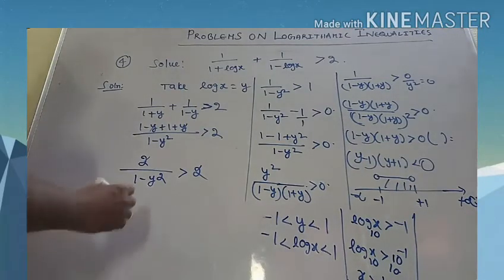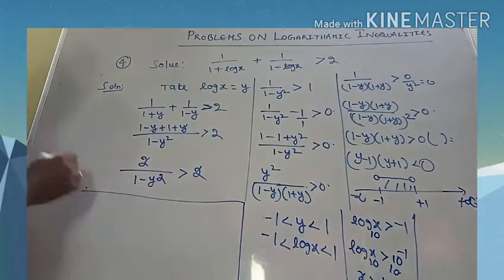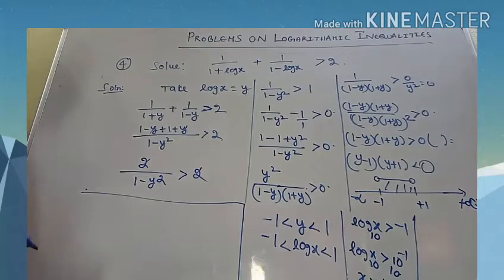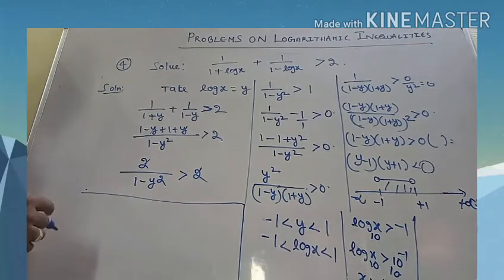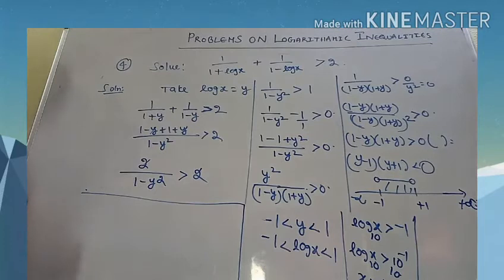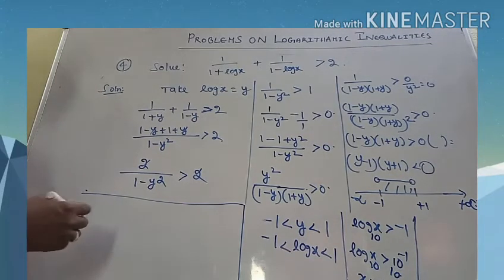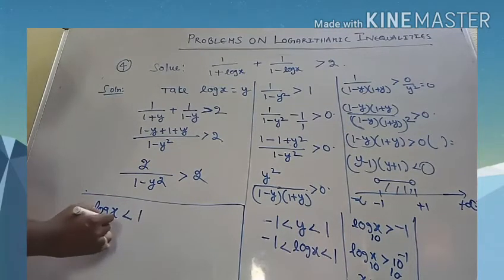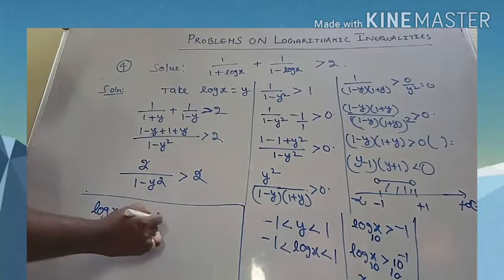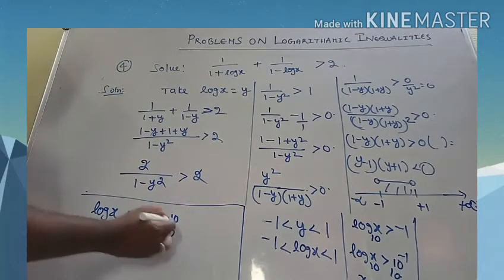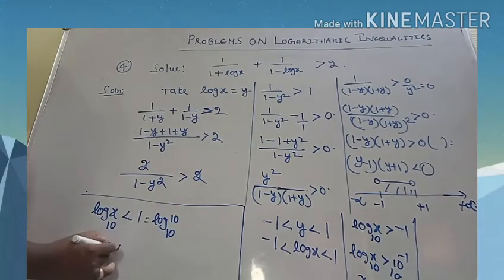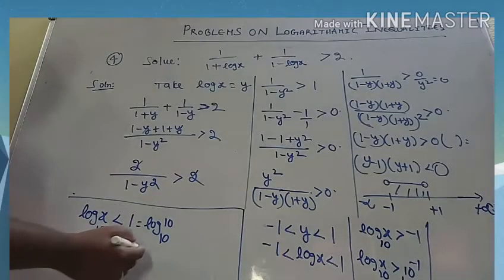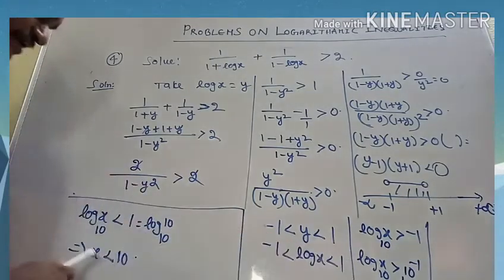Now we want to get the other part. Log x is less than 1, which to the base 10 we can write as log 10 to the base 10. That means x is less than 10. So x is greater than 1 by 10 and x is less than 10.